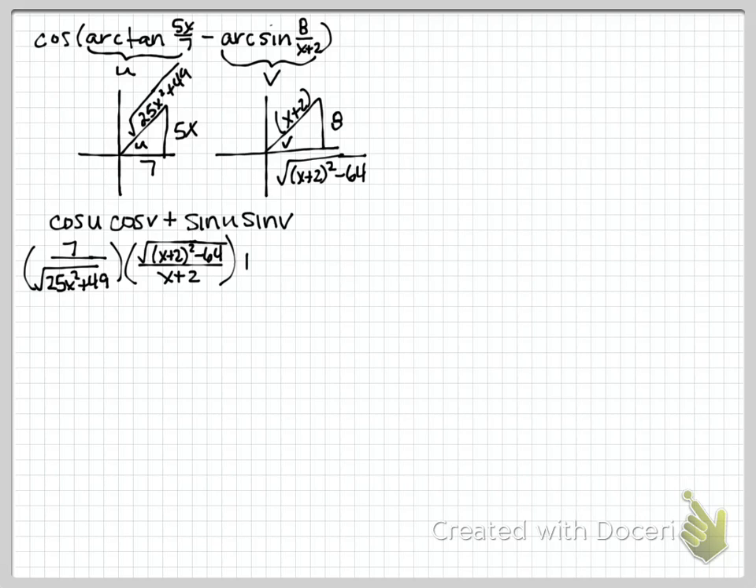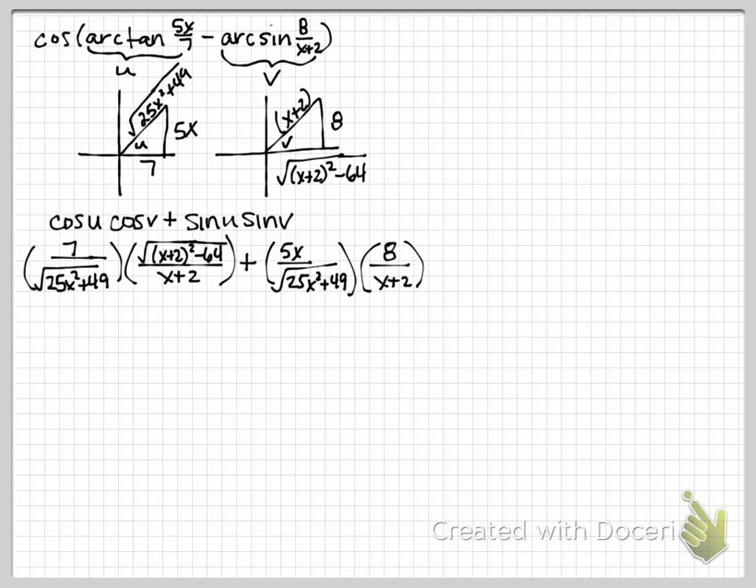Okay, now let's do the other side. Plus the sine of the first one, and that's 5x over the square root of 25x squared plus 49, times the sine of the second one, which is 8 over x plus 2. So to simplify this, notice that the denominators of both fractions are the same.